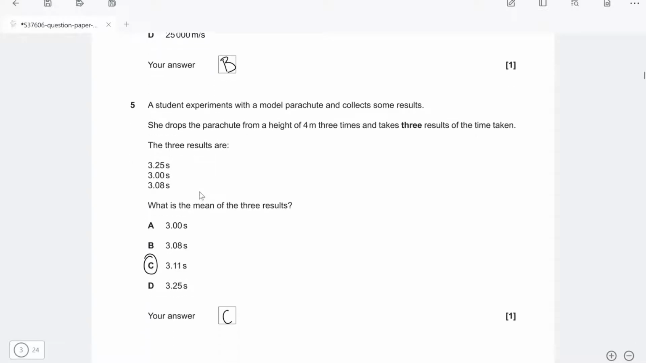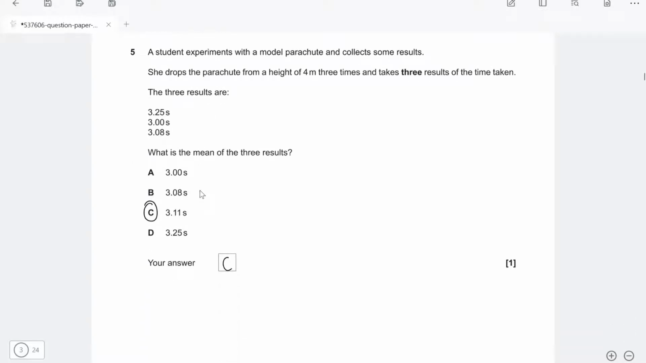Question 5. A student experiments with a model parachute and collects some results. She drops the parachute from a height of 4 meters 3 times and takes 3 different results. We have the 3 results: 3.25, 3.00, and 3.08. What is the mean of those 3 results? Well, it's definitely not going to be 3, and it's not going to be 3.08. It will be a value somewhere in between this value and the maximum value. So the only one that fits the bill is 3.11. So the mean is going to have to be 3.11. So therefore the correct answer is C.